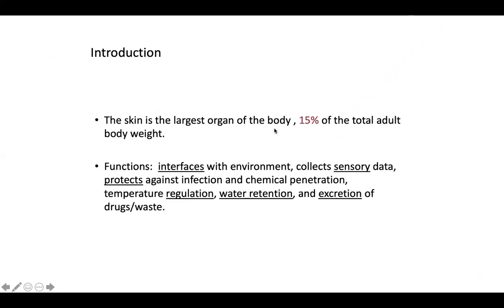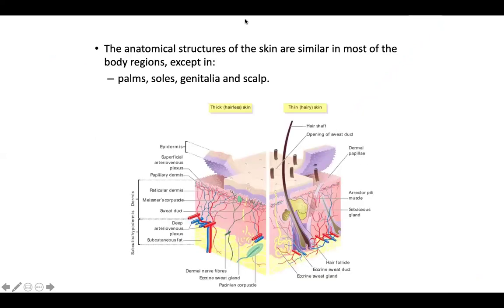The skin is divided into multiple layers: epidermis, dermis, hypodermis, etc. The most important thing that I want you to understand as a beginner is that we have 4 areas where the skin is different in its anatomical structure: the palms, the soles, the genitalia, and the scalp. Any other place in the skin is similar in anatomy.